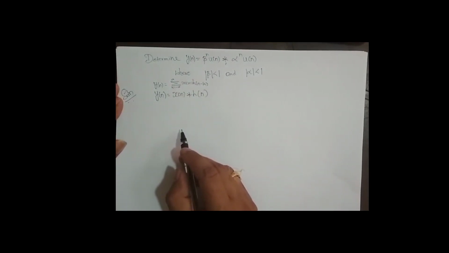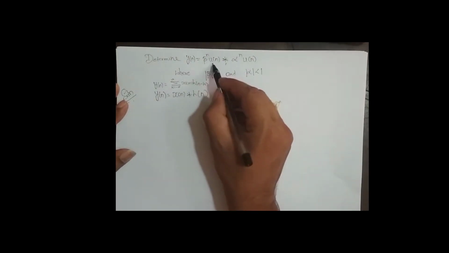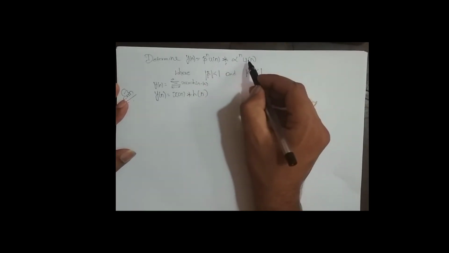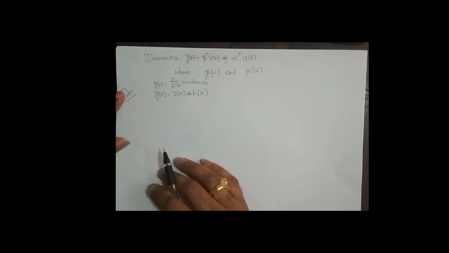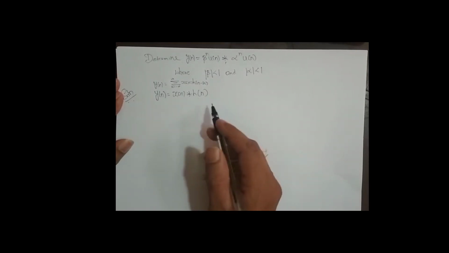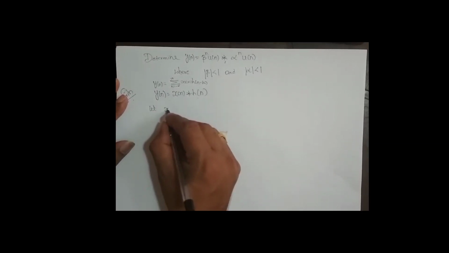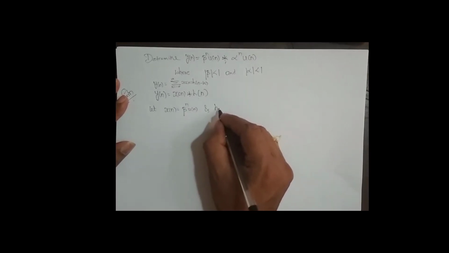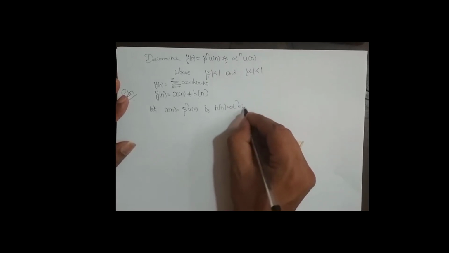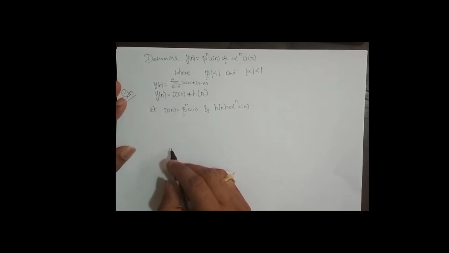Fine. So you can take x of n as beta to the power n u of n, and h of n as alpha to the power n u of n, or you can take the opposite, x of n as alpha power n and h of n as beta power n, because convolution holds the commutative property, so x of n star h of n is equal to h of n star x of n. Anything you can assign. So we shall assign x of n is equal to beta to the power n u of n, and h of n is equal to alpha to the power n u of n. Now we have to plot x of k and h of minus k.